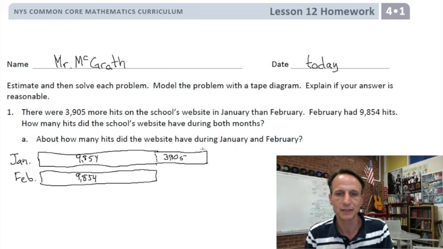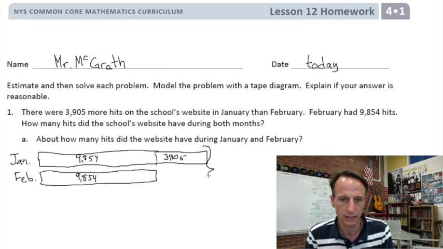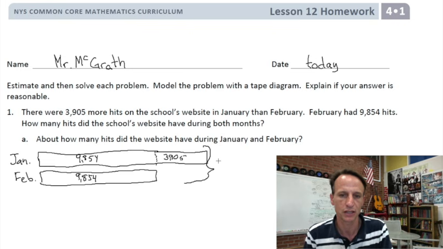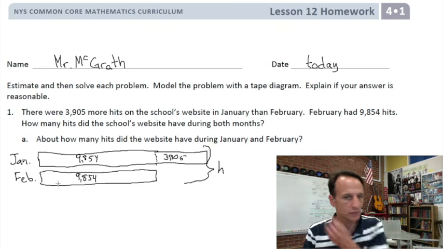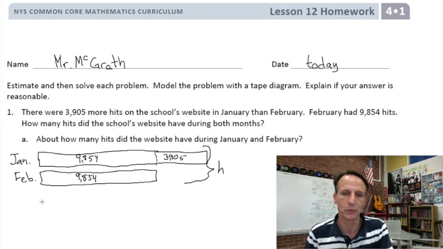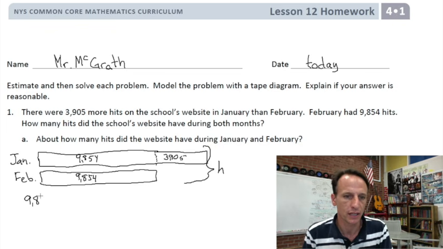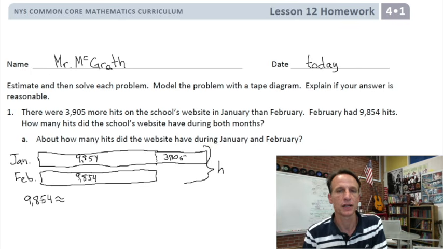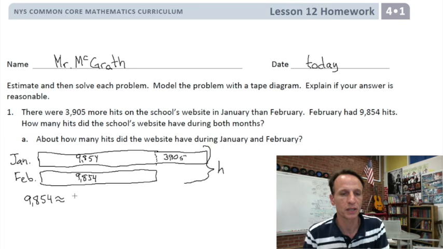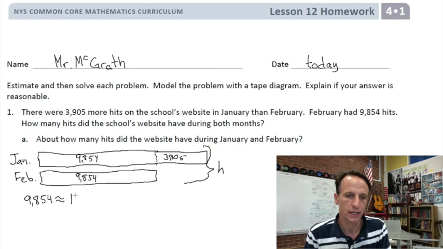Okay, now what am I trying to find again? Right, the 2 months together. So I could draw a little bracket here saying, hey, I'm trying to find both these together. Let's call it H for hits. Now, the question first is about how many? Well, we can round these numbers in order to create a pretty solid estimate. So let's start with that 9,854 number. That's about equal to what? Well, 9,000s. 1,000 more would be 10,000. Midpoint is 9,500. This falls above that midpoint. It would round up to, you got it, 10,000.